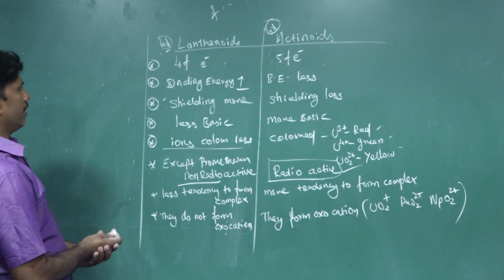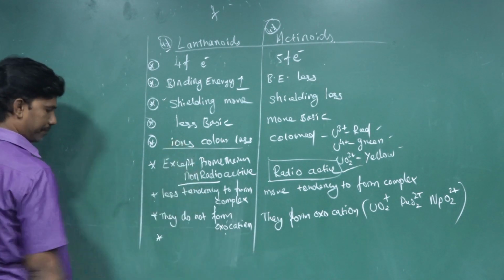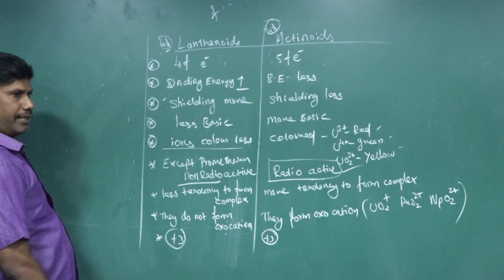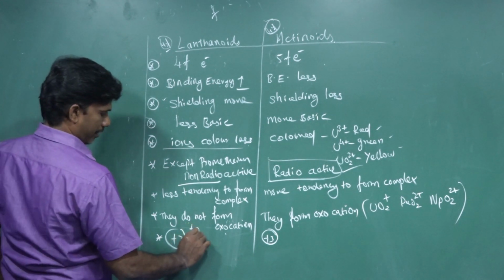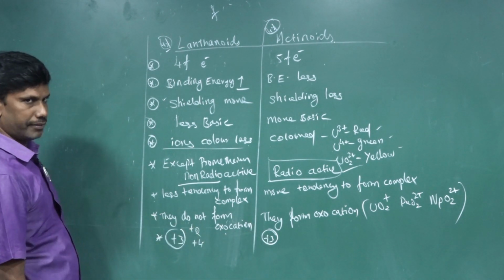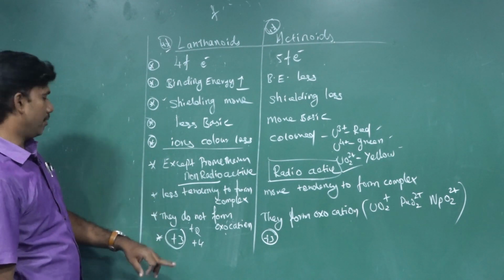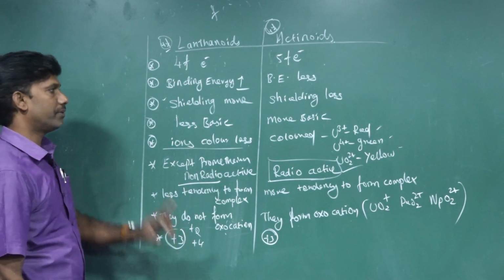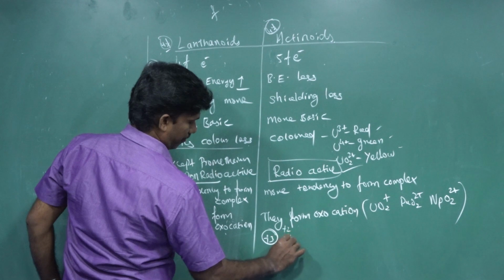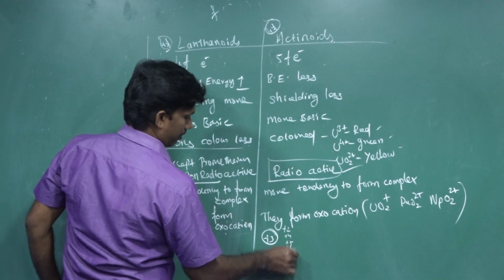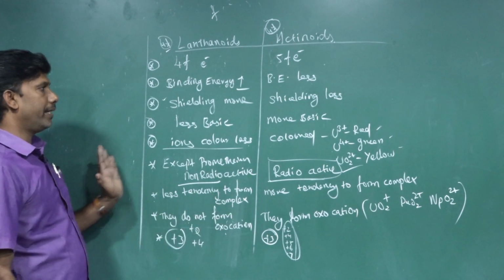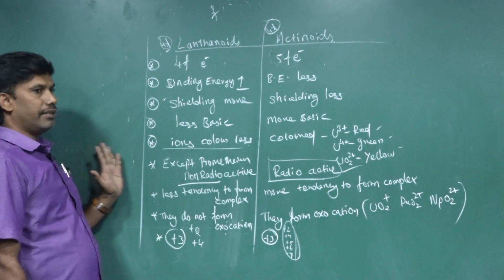Another difference we can take is the oxidation state. For both of them, plus 3 is the most common. Other than plus 3, lanthanides exhibit plus 2 and plus 4 oxidation states, minimum plus 2 and maximum plus 4. Whereas actinides show plus 2, plus 4, plus 5, plus 6, plus 7. So actinides show many variable oxidation states. These are the main differences between the lanthanides and actinides.